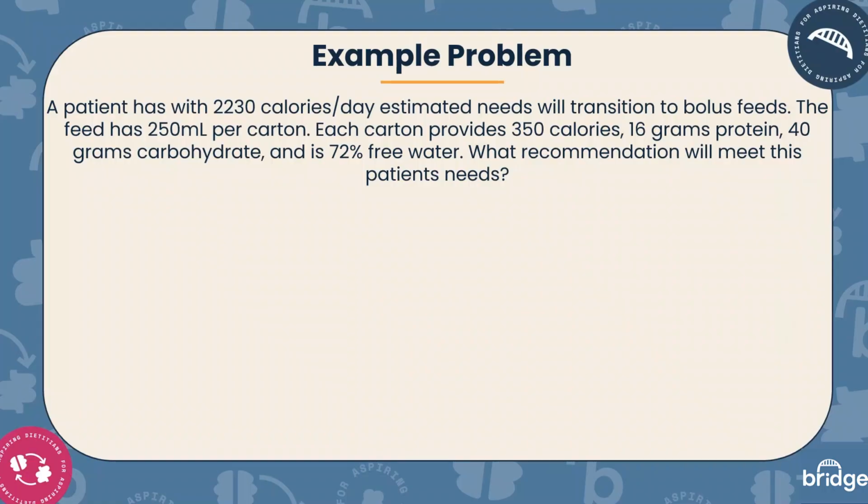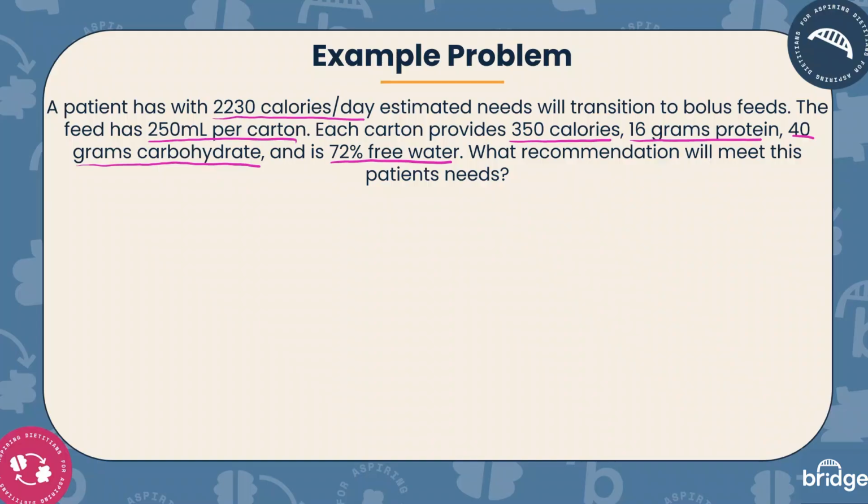Here we have a patient who needs 2,230 calories every day. They are transitioning to bolus feeds. So they'll be getting a carton, and that carton has 250 milliliters in each carton. In that 250 milliliters, there's 350 calories, 16 grams of protein. We've got 40 grams of carbohydrates here. It's 72% free water. So we're trying to figure out how many of this bolus feed, how many cartons does this patient need to get every single day to meet their needs?